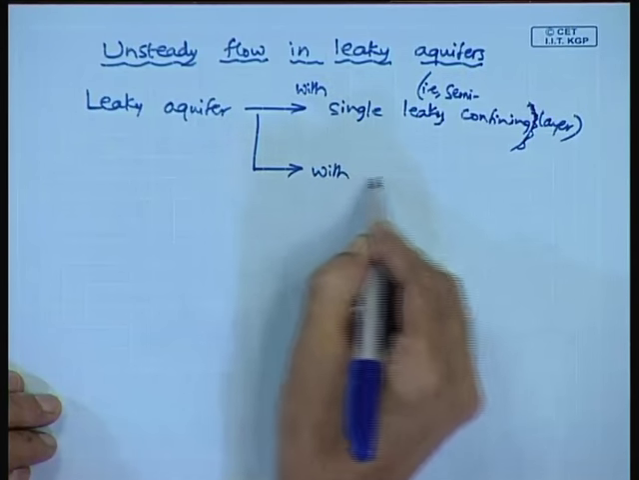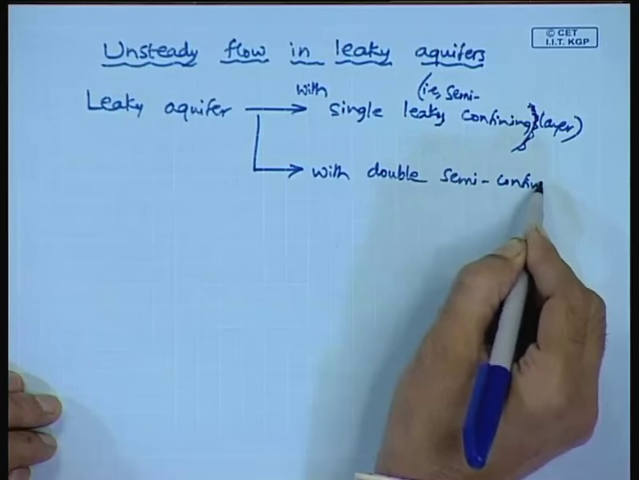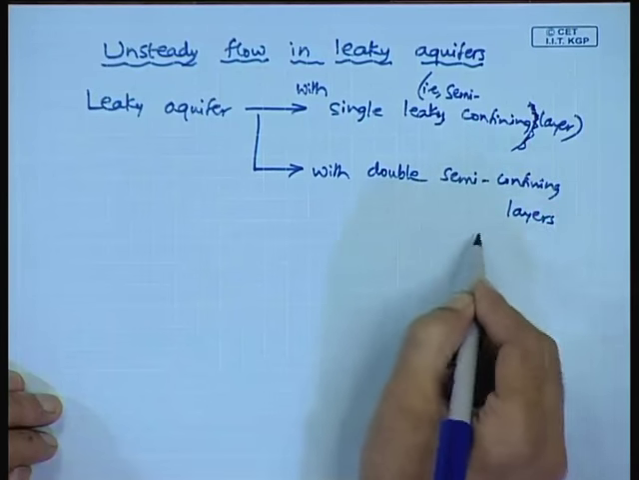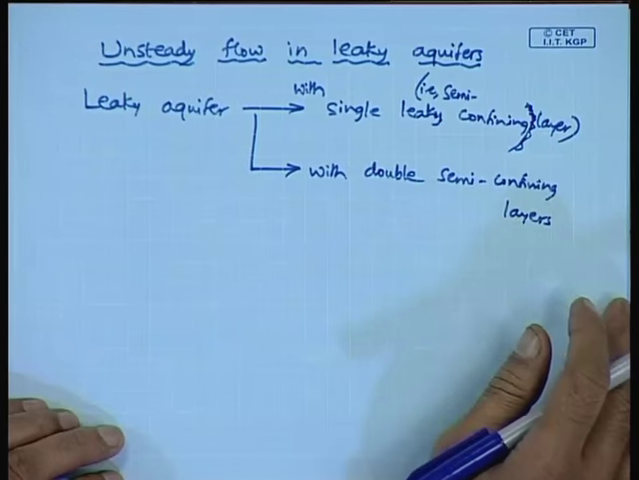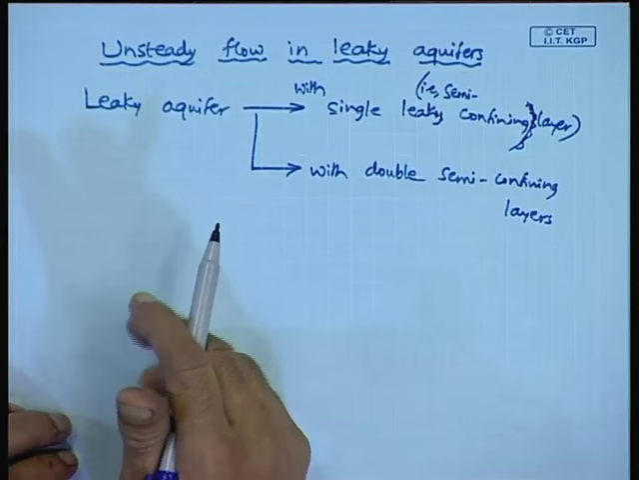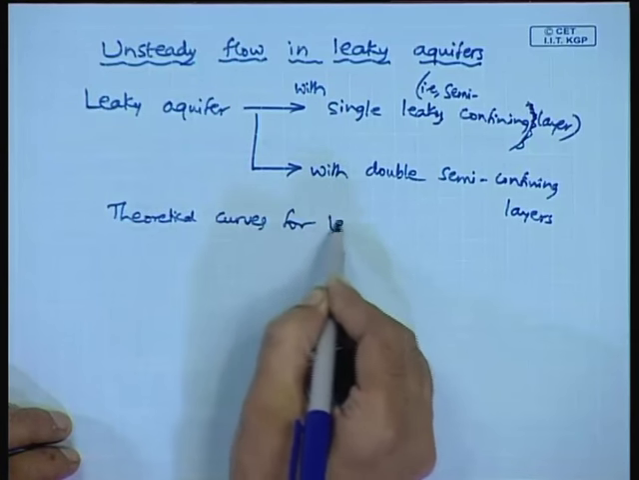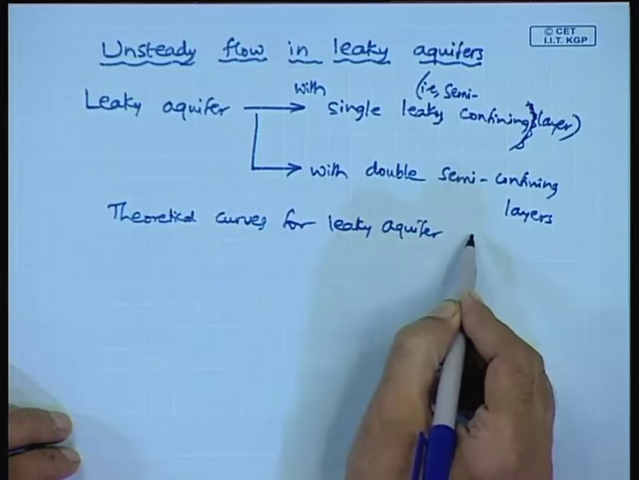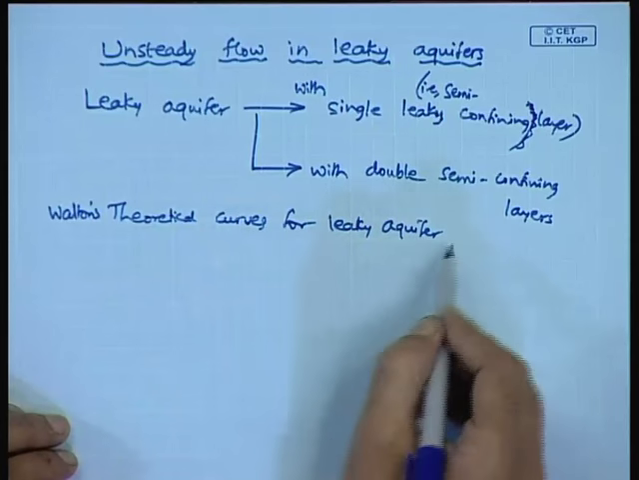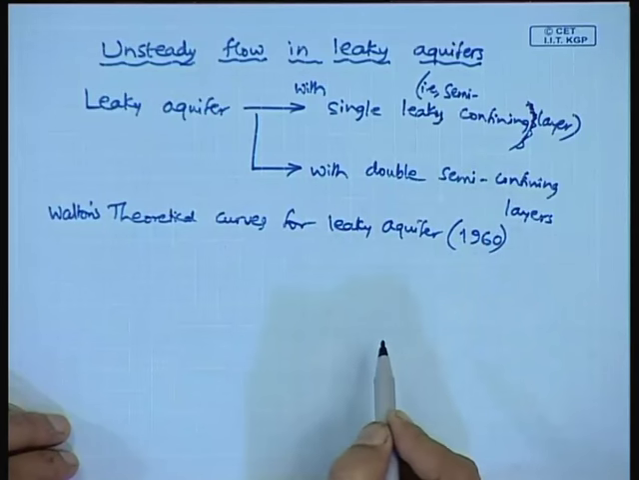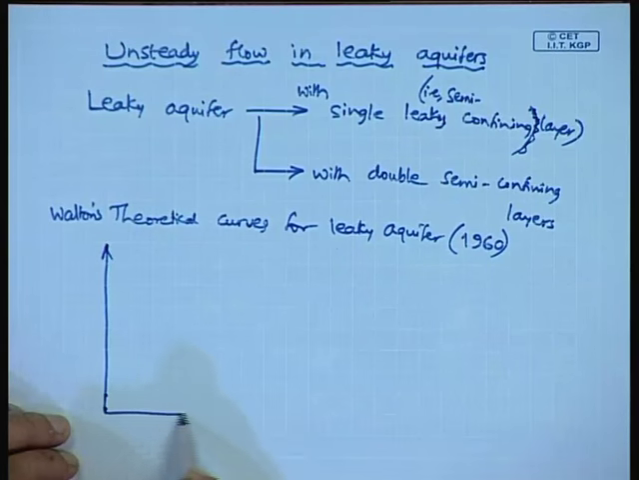or with double semi-confining layers. So double means this confining layer may be at the top as well as at the bottom. In this case, the theoretical curves for leaky aquifer were developed by Walton in the year 1960.